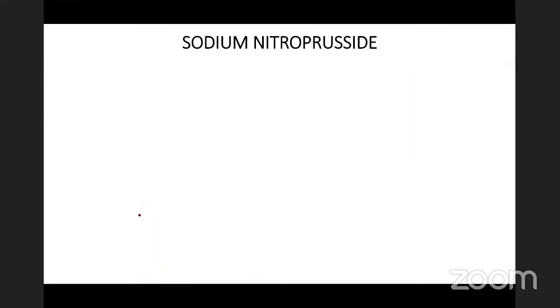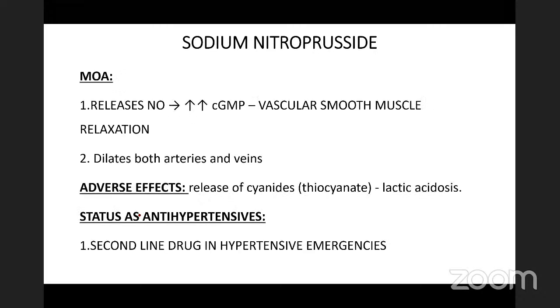Sodium nitroprusside. The previous vasodilators we discussed are preferentially arterial vasodilators. This is sodium nitroprusside, which acts both on the arteries as well as veins. Okay, it dilates both the arteries and veins. How? Nitroprusside releases nitric oxide. This nitric oxide enters the vascular endothelium. It increases the cyclic GMP.